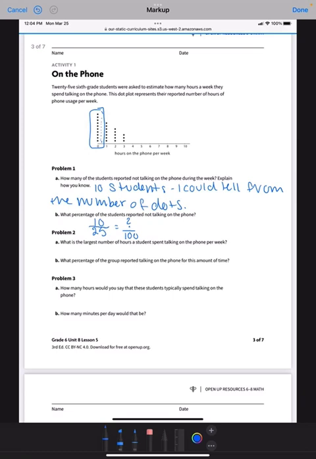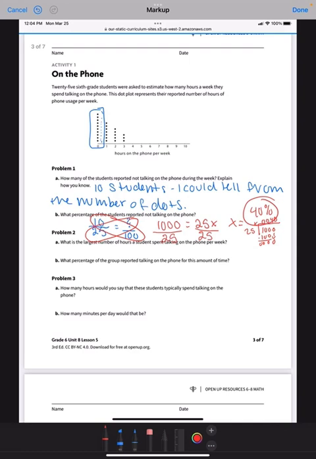So how we would do this is we're actually going to cross multiply. I showed this to you right before spring break. So we have 10 times 100, which equals 1,000. And we have 25 times our question mark here. I'm going to say X. Now to get X alone, we're going to divide by 25. Divide 25. And X would actually equal 40%.